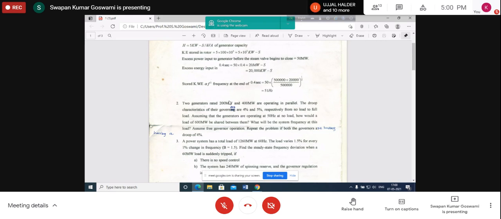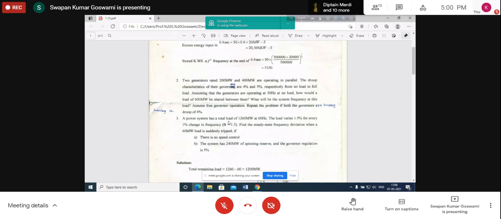Now frequency is common. So if the common frequency is there, now you calculate how much will be the operating frequency and how much will be the load share. So you should be able to solve the problem. You will be solving it and sending me the answers. Then the correct answer I shall be sending you back. Okay. Then the third question.